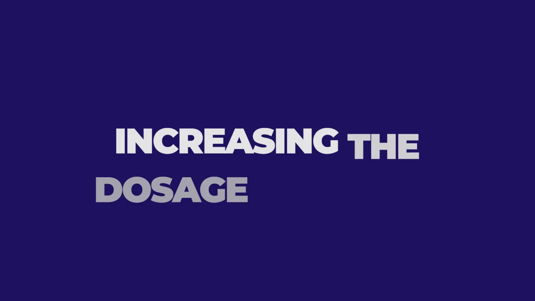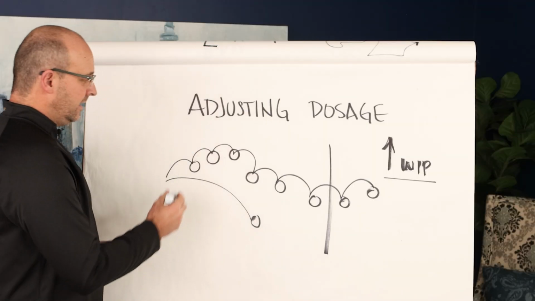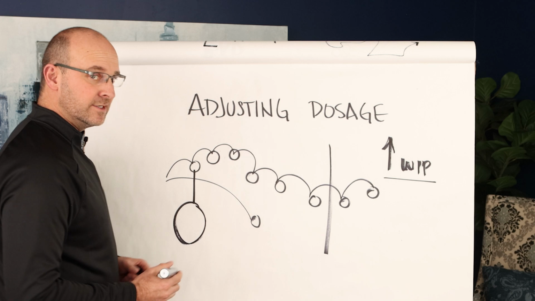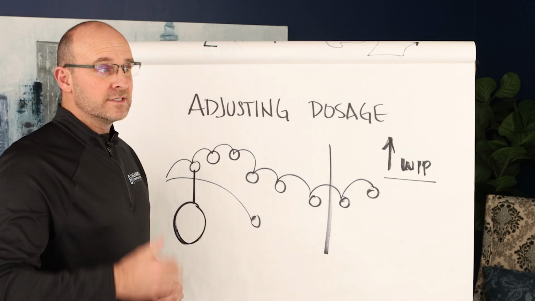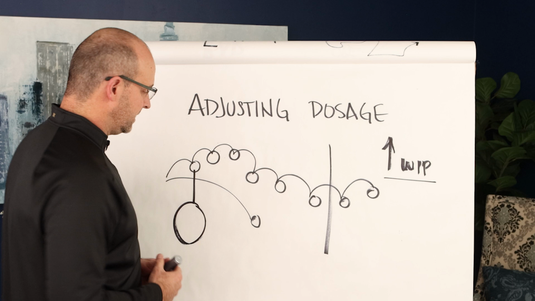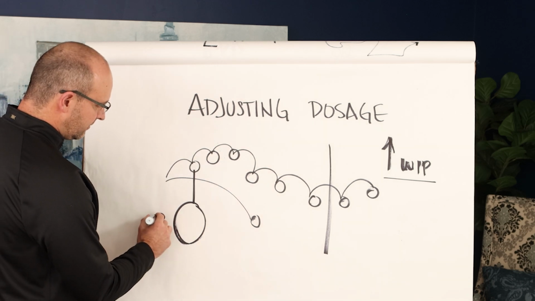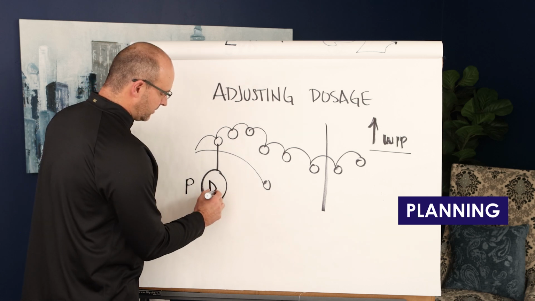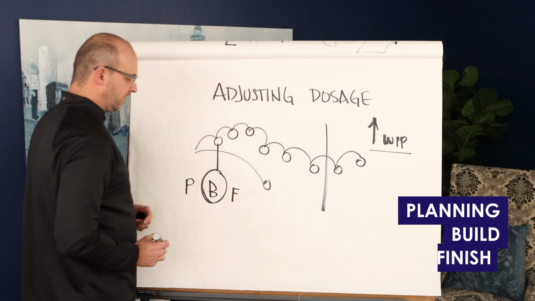So increasing the dosage, and this is a really important concept, so I hope you stay with me on this. Increasing the dosage of focus is really key. Let's say that we're looking at one of these tasks and we're looking at, what is the dose? Like if I'm going to receive a medication, right? What is the dosage? Like how potent is it, right? So if I'm doing this activity, there's the dosage of planning. There's the dosage of the work that we're doing. So I'll do this as doing or build, and then I'll put F for finish, right?